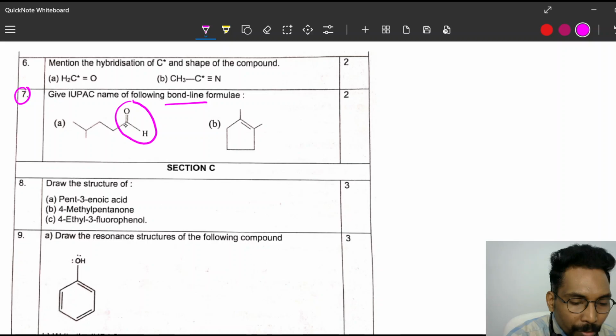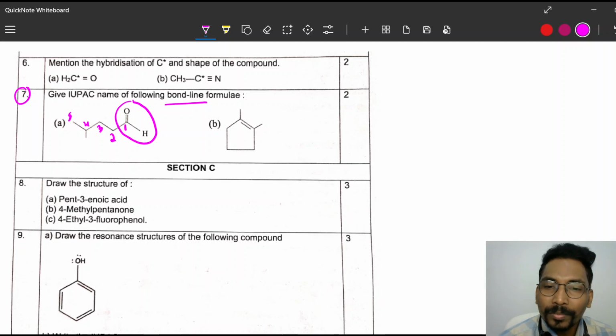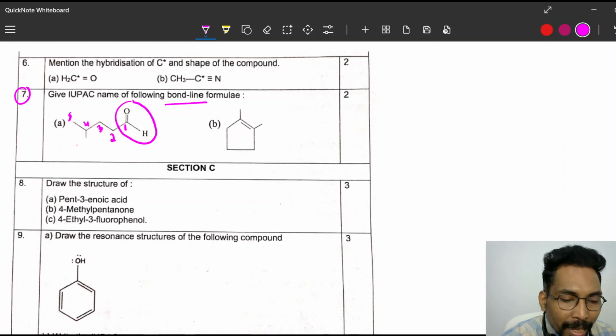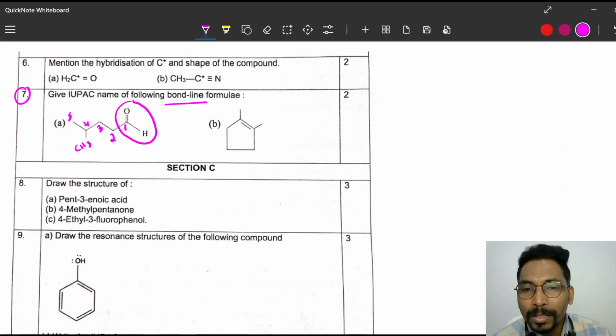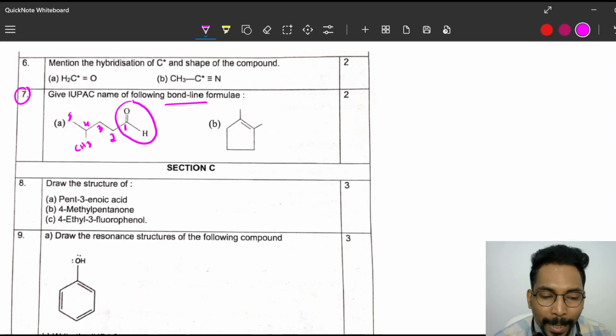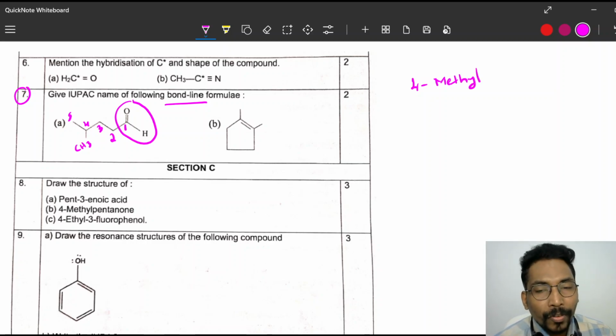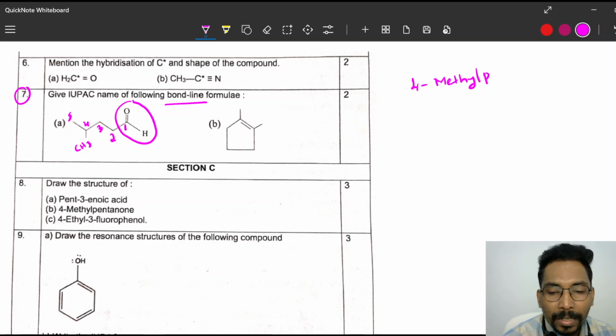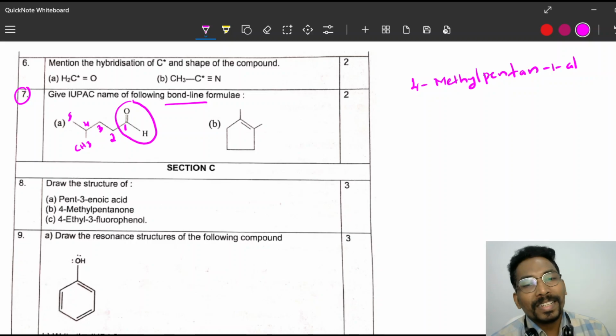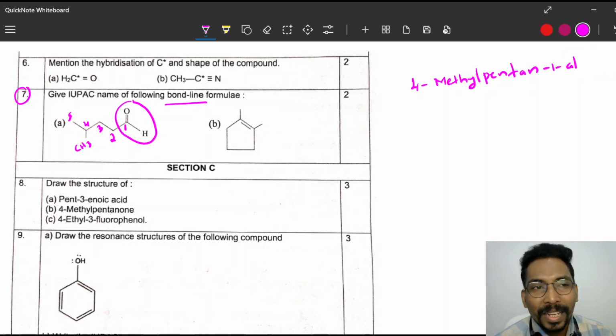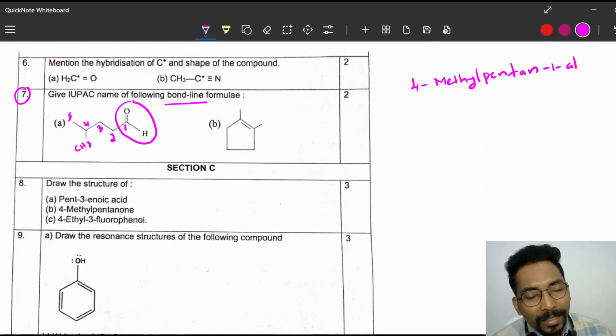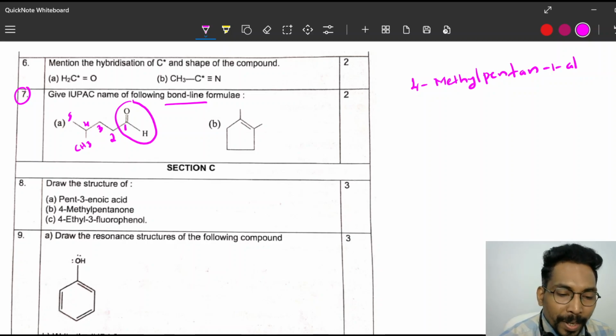Okay. So 1, 2, 3, 4, 5. And one methyl branch is also there. So what is the name? 4-methyl. What is the word root? 5 carbon atoms are there. So pentanal. Exactly, it is pentan-1-al. Clear? Yes. Okay. So we can move to the next one, B.